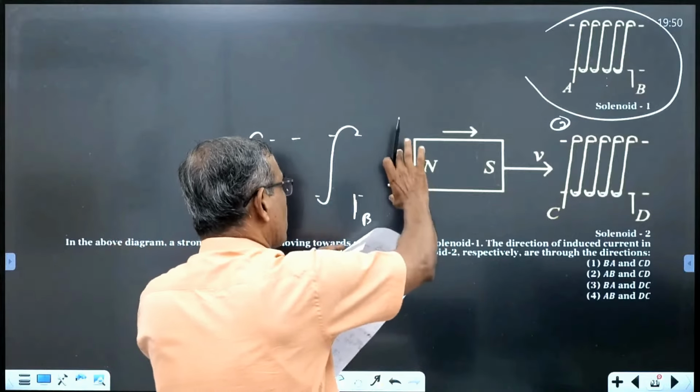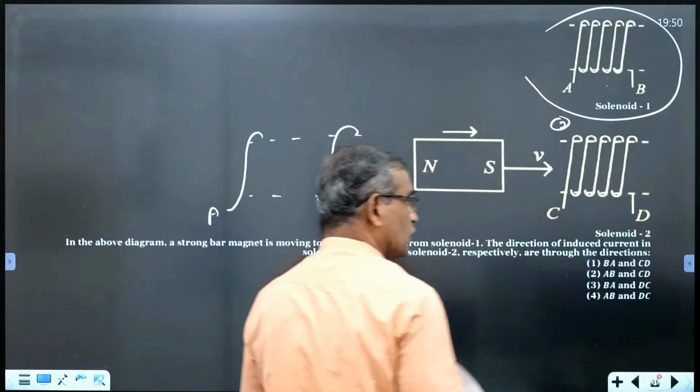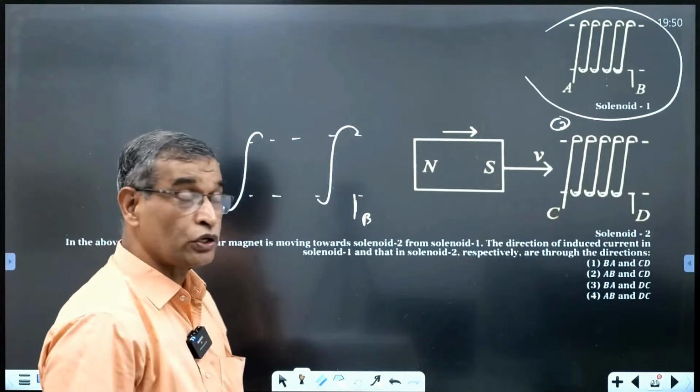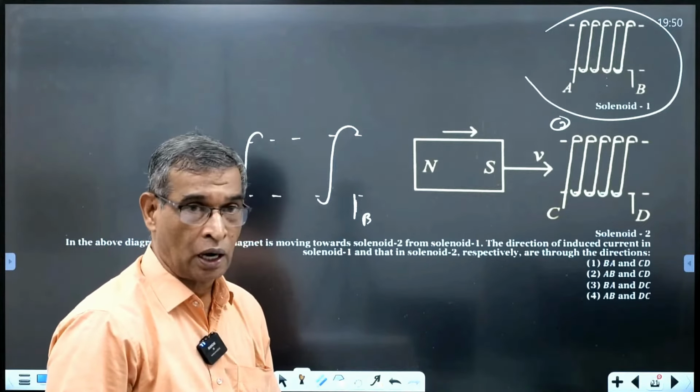Now we can see that this bar magnet is moving away from here and going to enter into this solenoid. And the question is, the direction of the induced current in solenoid 1 and that of solenoid 2 respectively are.